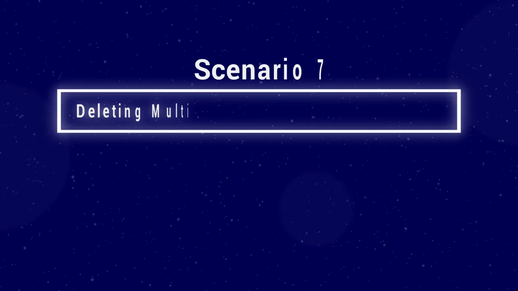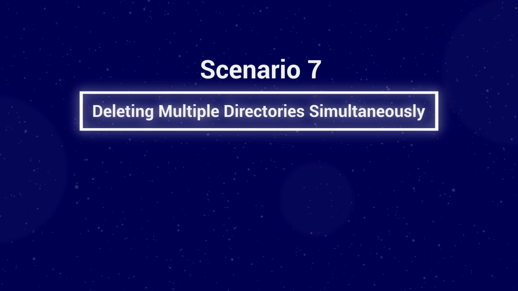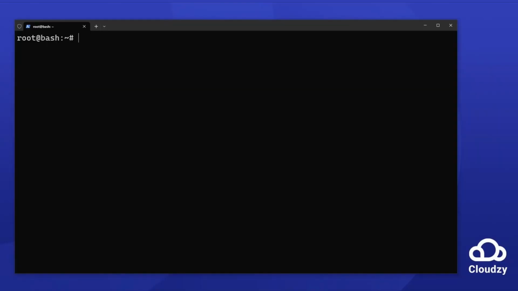Scenario 7. Deleting multiple directories simultaneously. To demonstrate managing several directories at once, mkdir project1, project2, project3. We then remove all three with rm -r project1 project2 project3, showcasing efficient bulk management.